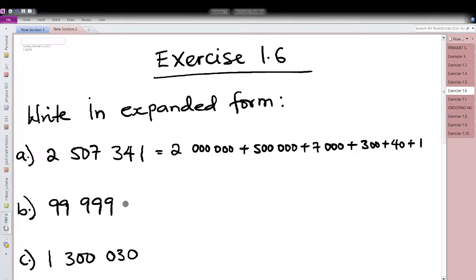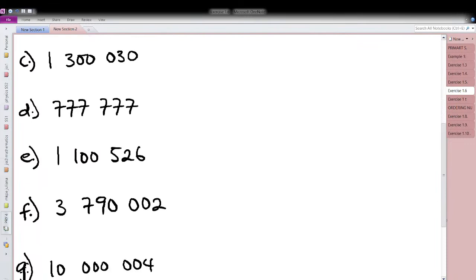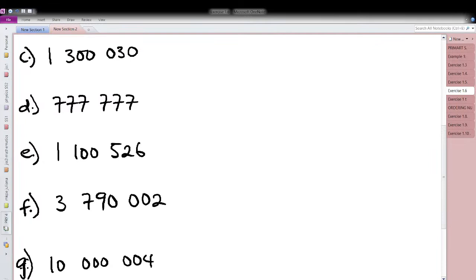In B, we have 99,999. So this is going to be 90,000 plus 9,000 plus 900 plus 90 plus 9. Okay? So this is what you're asked to do. So let me see you solve C to G. As you're solving, I'll go ahead and then bring up the next one. So solve for C, D, E, F, and G. Yes, go ahead, please.